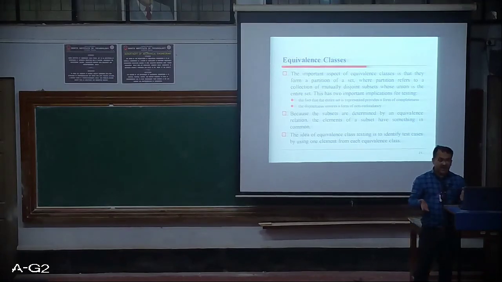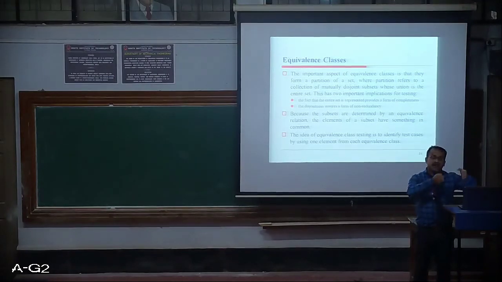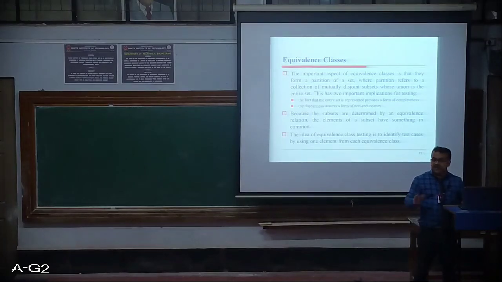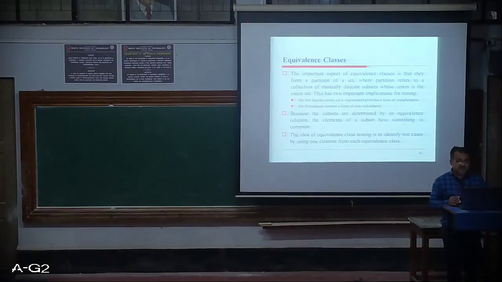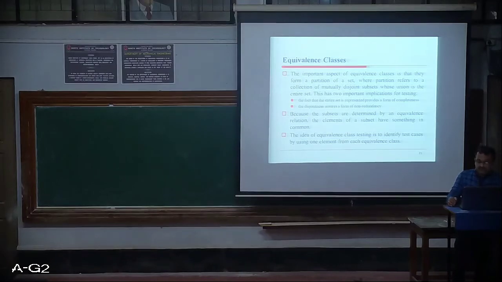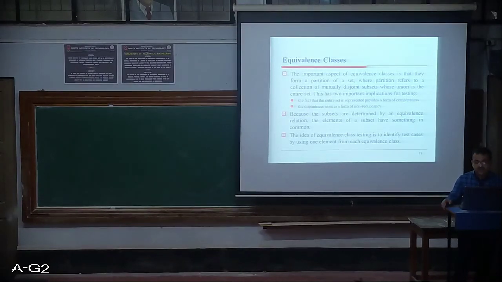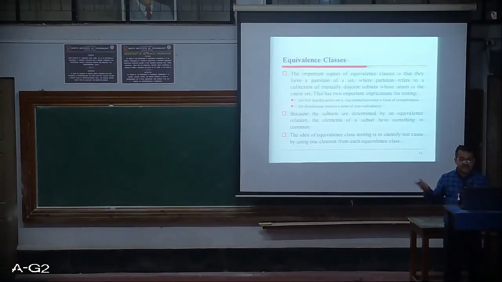We take the partition in such a way that, say, the first 5 values form one subset, then the next 5 values, then the next 5 values, but they are disjoint to one another, and the union makes the entire set. The union of those subsets makes the entire set, but they are mutually exclusive, so they are disjoint subsets. Since it is based on the mathematical concept of the equivalence relation, these subsets are determined by equivalence relations, so each subset has something in common, based on which they are partitioned.